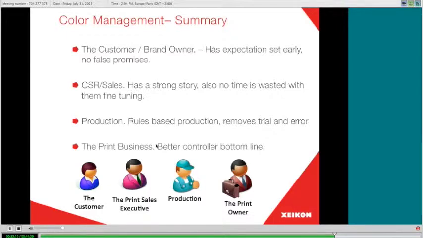And the print business in general has more control over their bottom line. There's no mystery; colour has been demystified. You produce to a set of specs, and as long as you keep your quality control regime under control, you're not printing for the trash. Also, you can prove that you printed to your specs, and so you remove forever-ending discussions around nuances around colour.